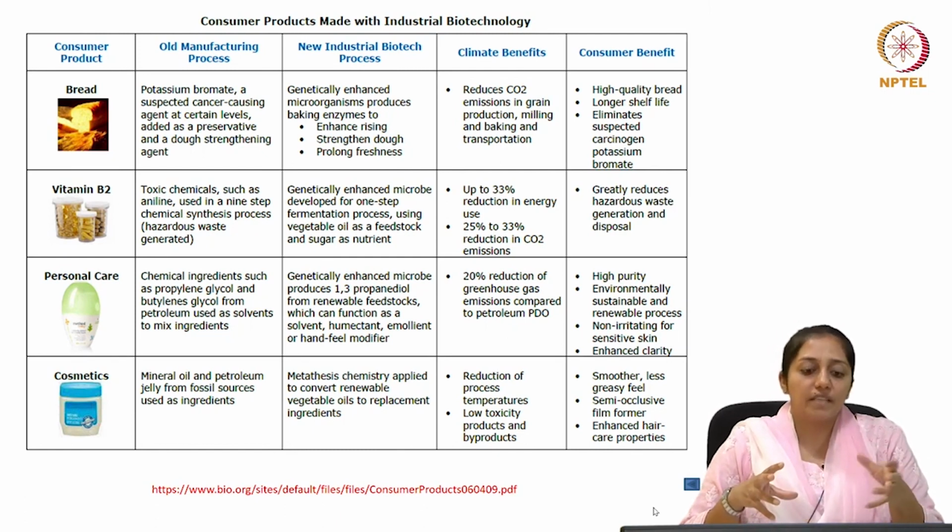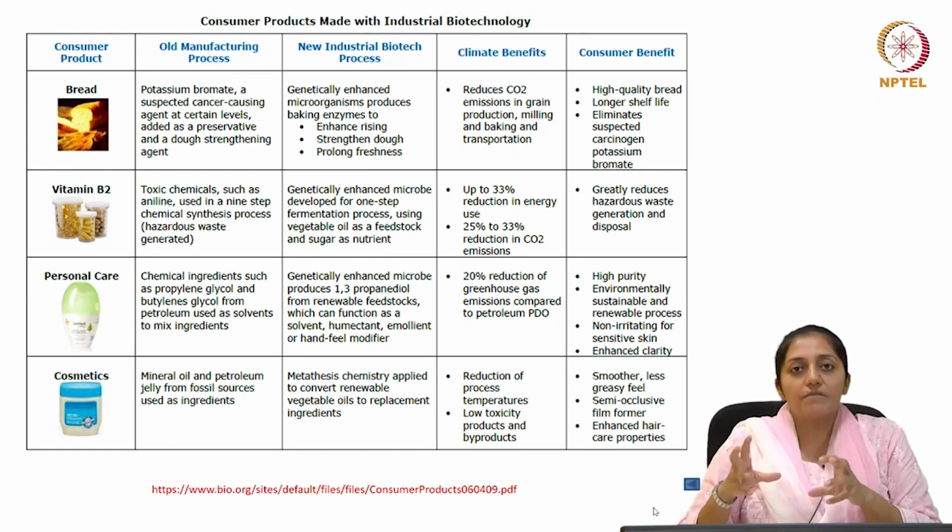Like for example, let's take bread. Now in bread, conventionally a chemical which is known to be a carcinogen, potassium bromate, used to be used as a preservative for dough strengthening. Now there are some industries which are using genetically enhanced microorganisms to produce different flavors of breads and with better quality in terms of strengthened dough, higher shelf life, and high quality.